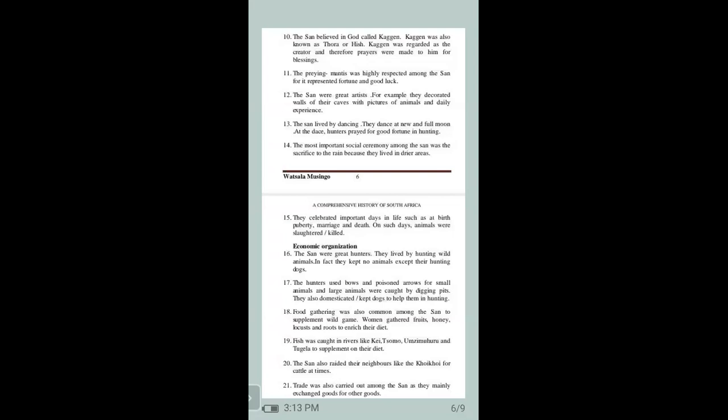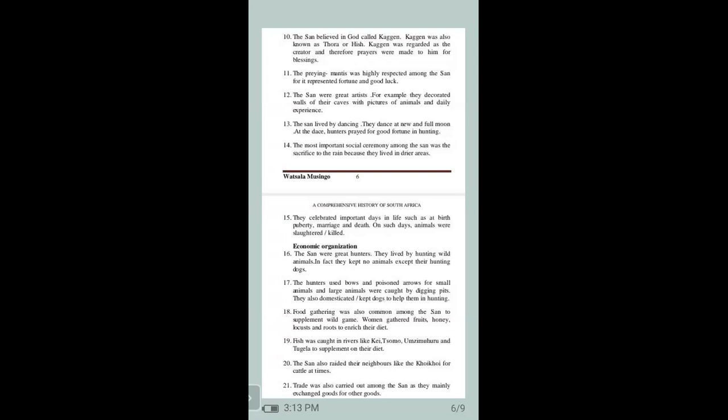11, the praying mantis was highly respected among the San, for it represented fortune and good luck. So in these people's homelands, if they saw a praying mantis, it was a sign of fortune and good luck. Just like now, I always hear that if you see the totem that represents you, it's a sign of fortune and good luck.